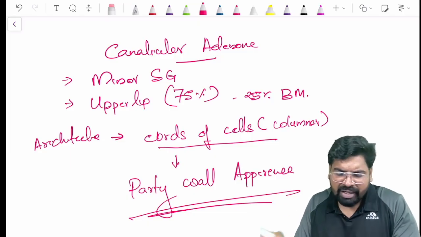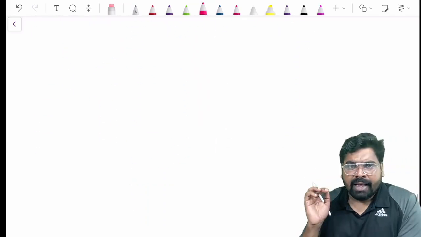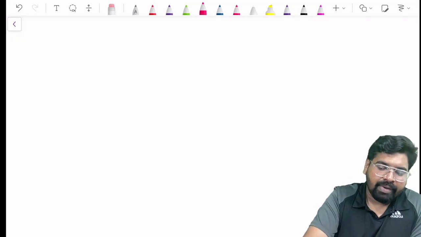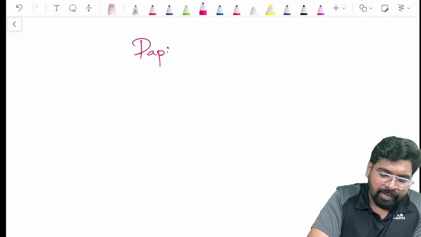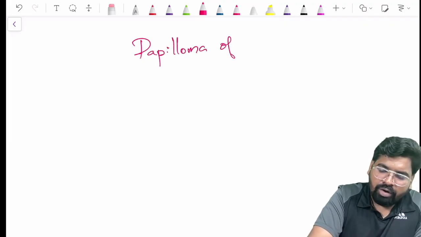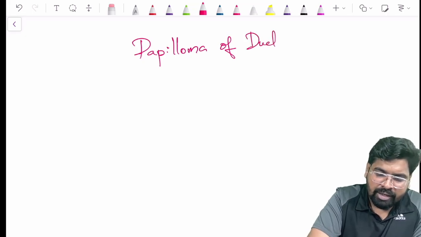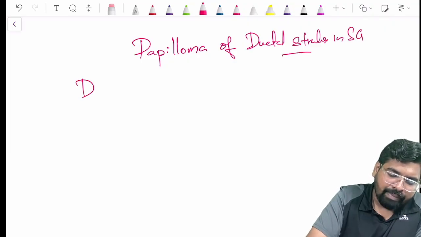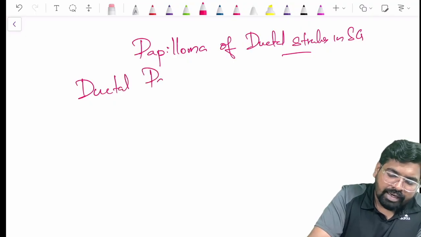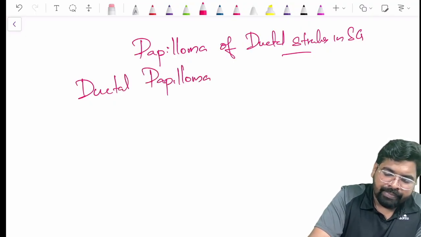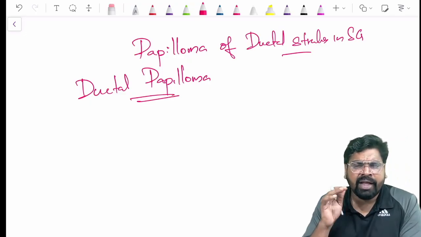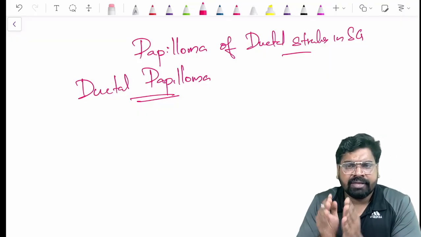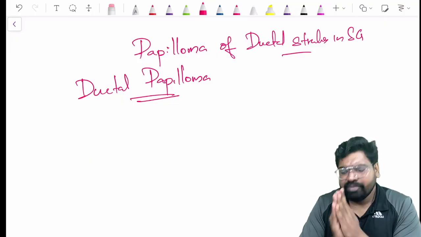Now the last benign tumor I would like to talk about is papillomas. There was one question in your NEET previous paper about papillomas. Papilloma of the ductal structures in salivary gland, so we say ductal papillomas. From the name you know that this is some kind of papillary projection, and this is seen in the ductal epithelium. This much is clear to you.